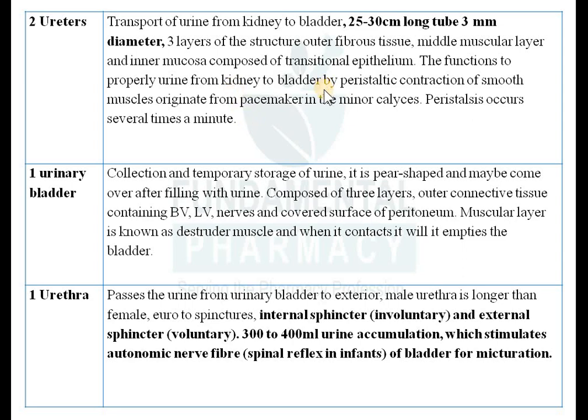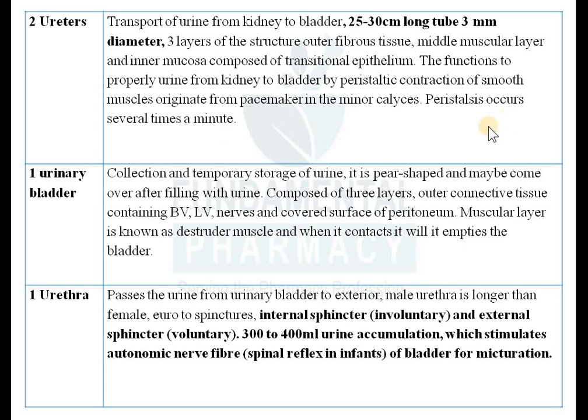Okay, the function of ureter is to transport the urine from kidney to bladder by peristaltic contraction of smooth muscle. Peristaltic means rhythmic contraction of smooth muscle. Now the rhythmic contraction is controlled by a pacemaker that is present in the minor calyces in the kidney. Peristalsis occurs several times a minute.